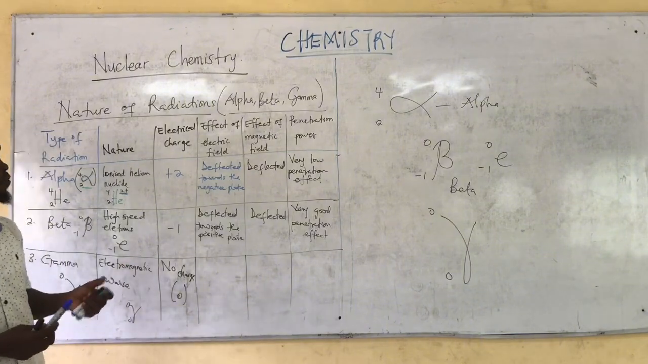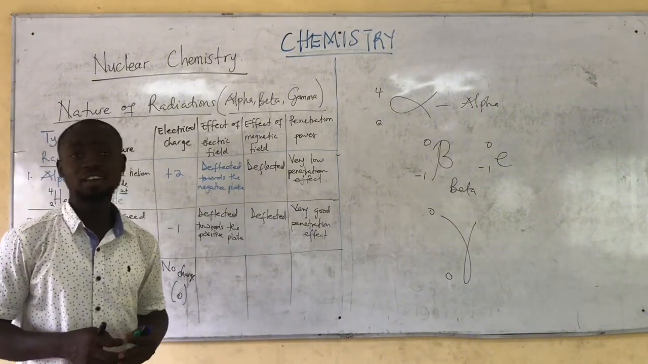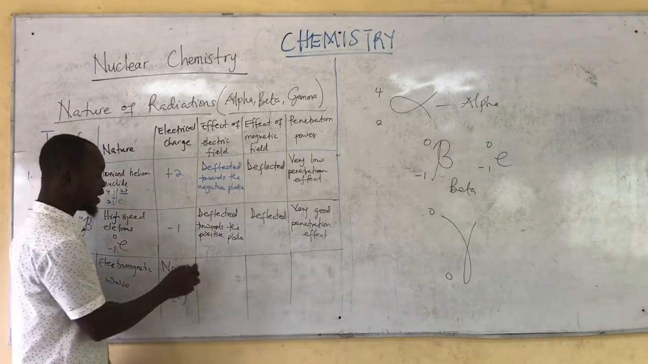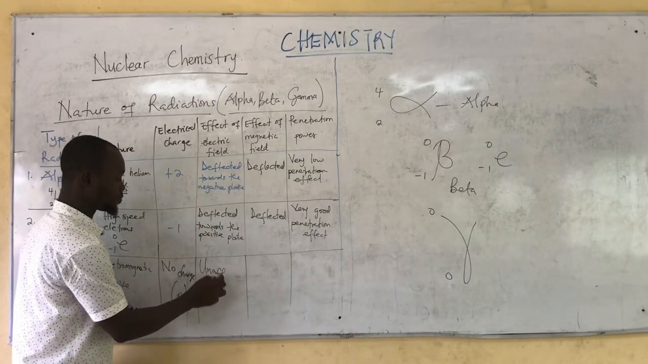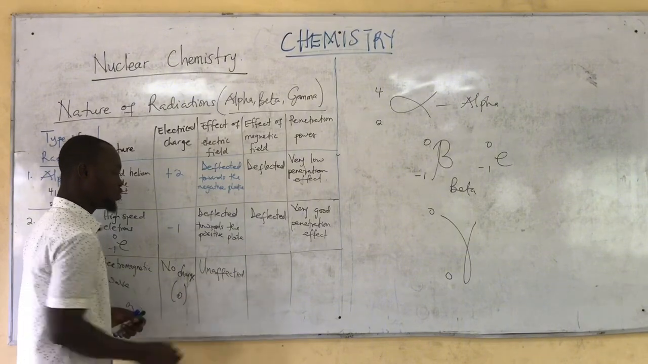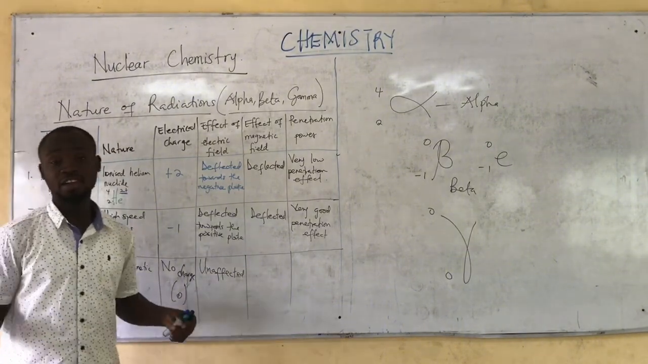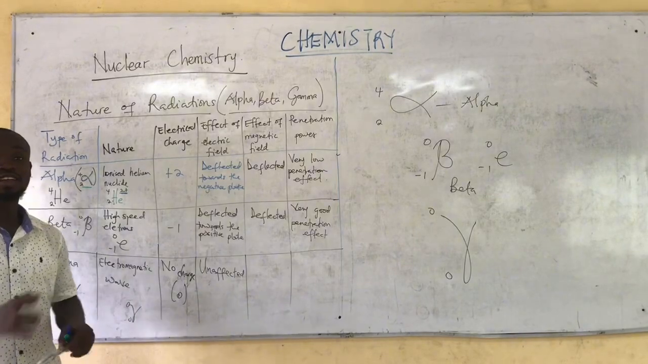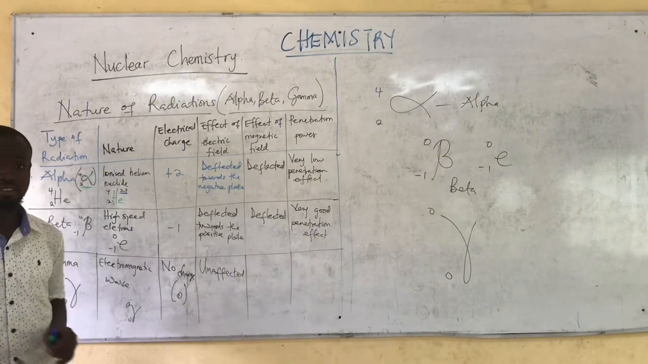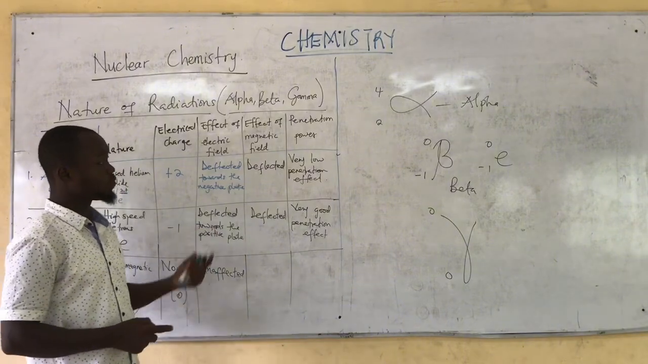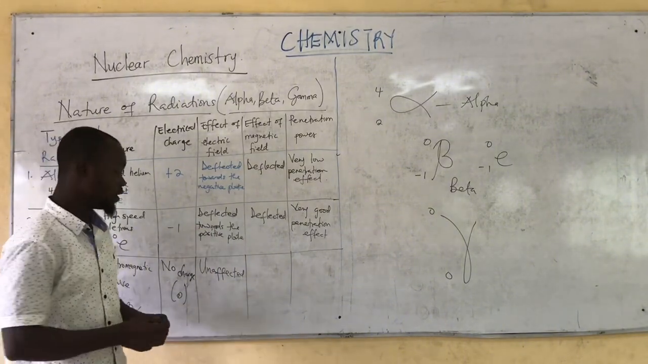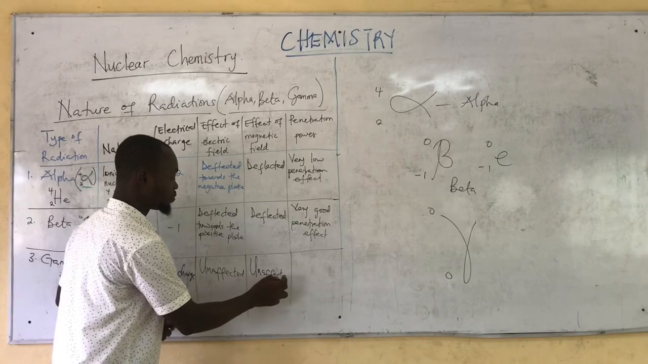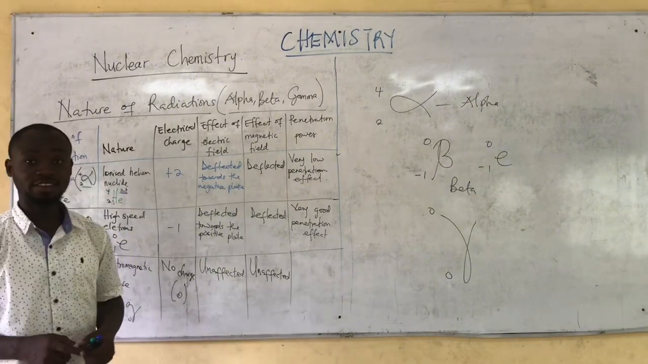So what will be its effect in an electric field? Since it has no charge, it is unaffected in an electric field. So we write unaffected. The gamma radiation is unaffected because it is not a charged particle. Is that okay? In the magnetic field as well, since it is not a charged particle, it is still unaffected.